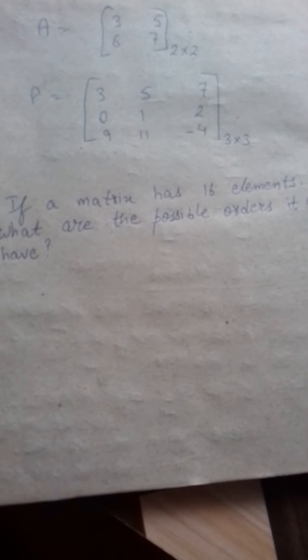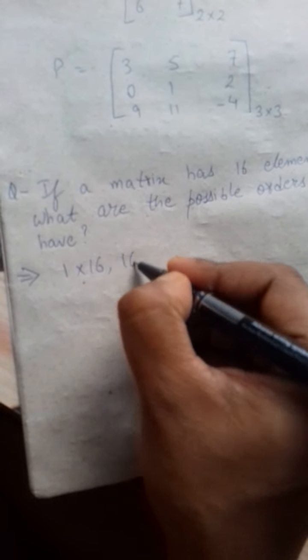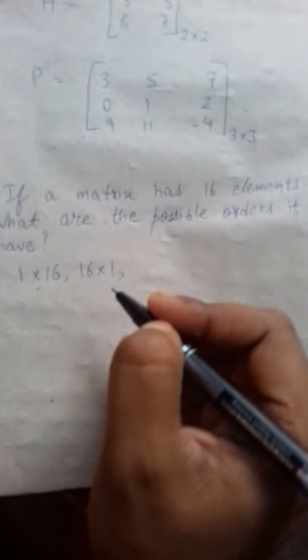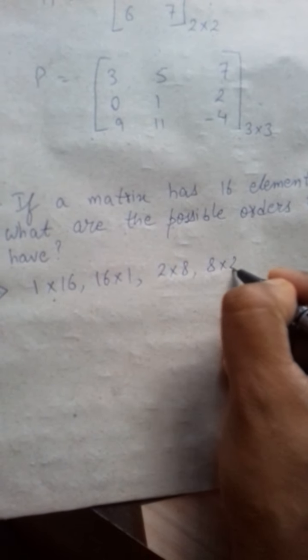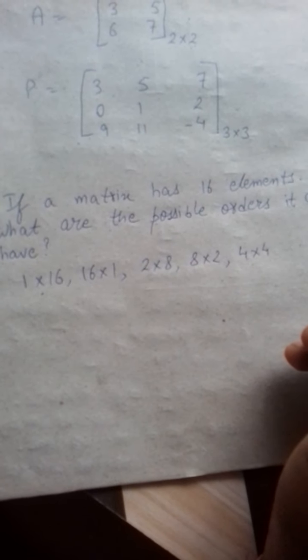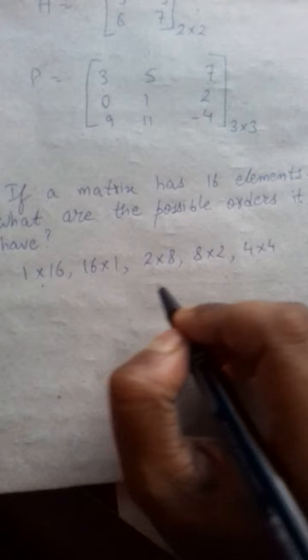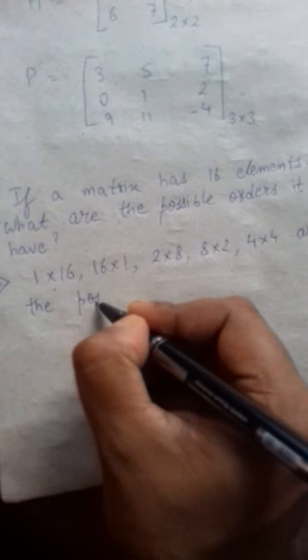So first see, whatever the number of elements is given, you have to find out how many factors of that number are available. Every number is first divisible by 1, so its order will be 1 by 16 and its opposite, 16 by 1. Now 16 is also divisible by 2, so its order will be 2 by 8, 8 by 2. Next, 16 is divisible by 4, so its order will be 4 by 4. So these 5 are the possible orders for 16 elements.